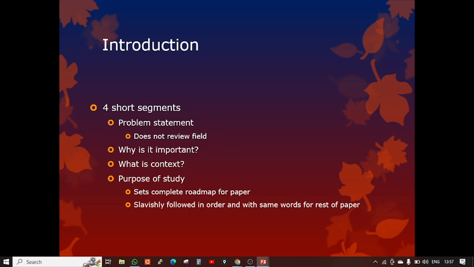Second, you have to focus on why it is important, that means why your research is important and your research is unique.